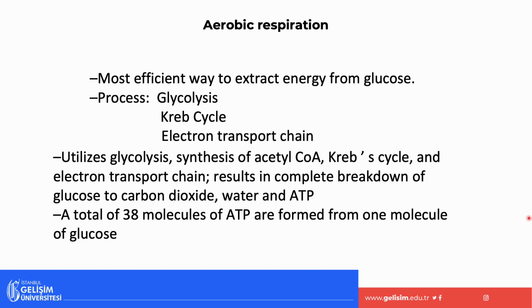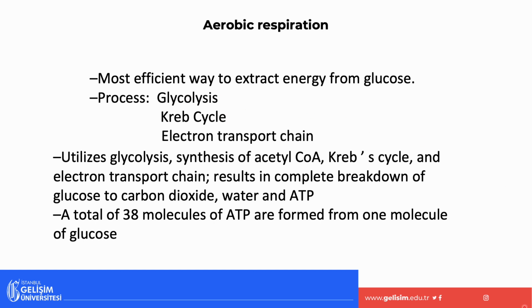The most efficient way to extract energy from glucose is through a process called cellular respiration, which involves three main stages. The first one is glycolysis, the initial stage of cellular respiration, which takes place in the cytoplasm of the cell. It involves the breakdown of glucose into two molecules of pyruvate, along with the production of a small amount of ATP and NADH, nicotinamide adenine dinucleotide.